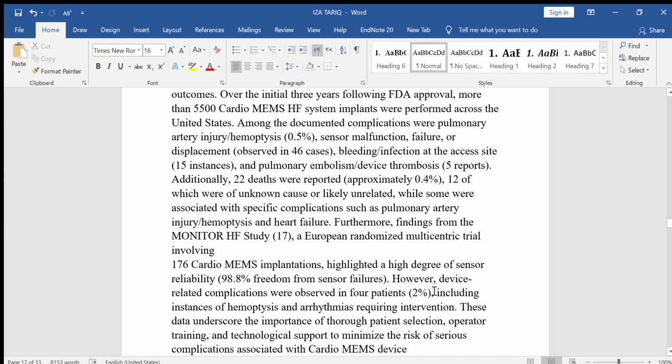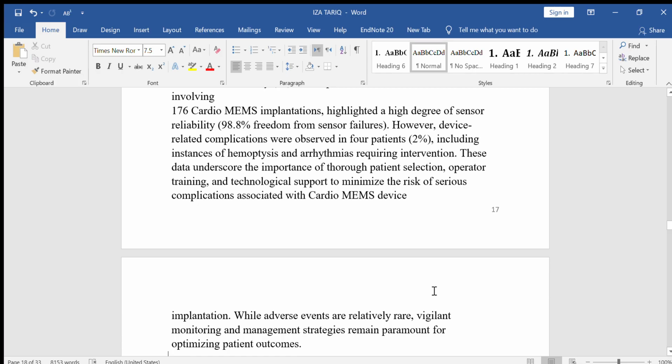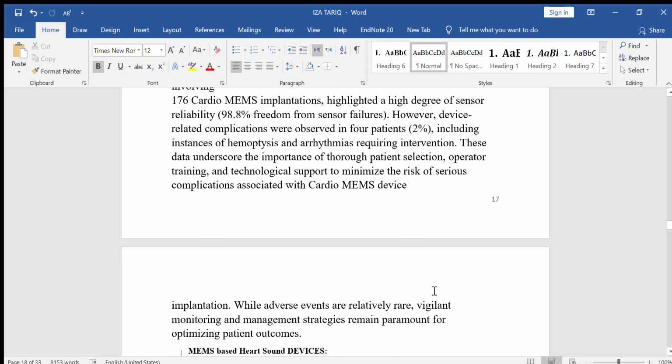It means 176 CardioMEMS implantations highlighted a high degree of sensor reliability. However, device-related complications were observed in 4% of patients. While adverse events are relatively rare, vigilant monitoring and management strategies remain paramount for optimizing patients' outcomes.